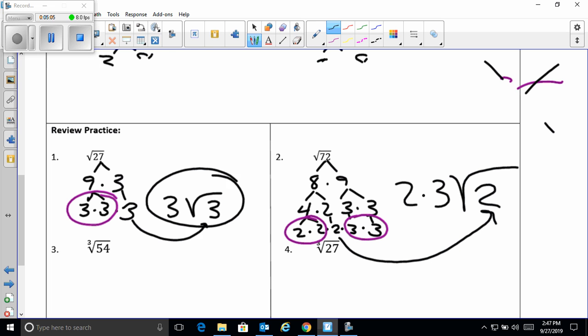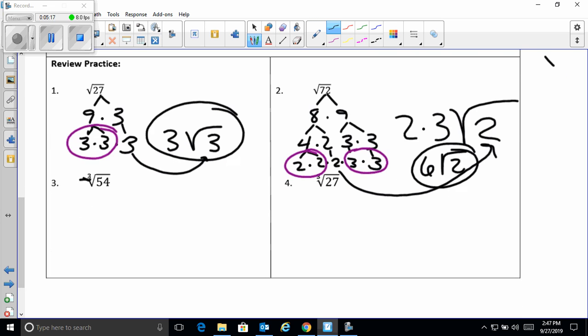Now I've got to clean it up, because on the outside I've got 2 numbers. 2 times 3, that is 6. So it's 6 square roots of 2. Number 3 is a cube root. Be very careful, look for that.